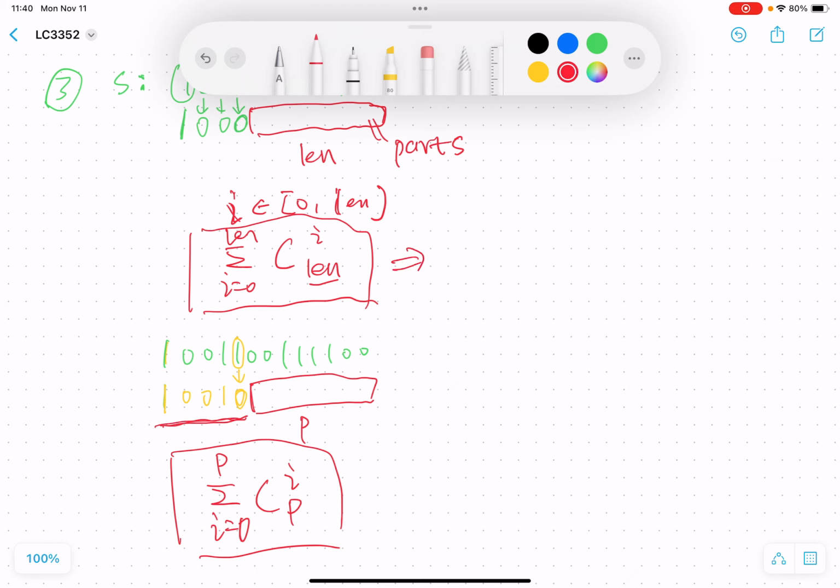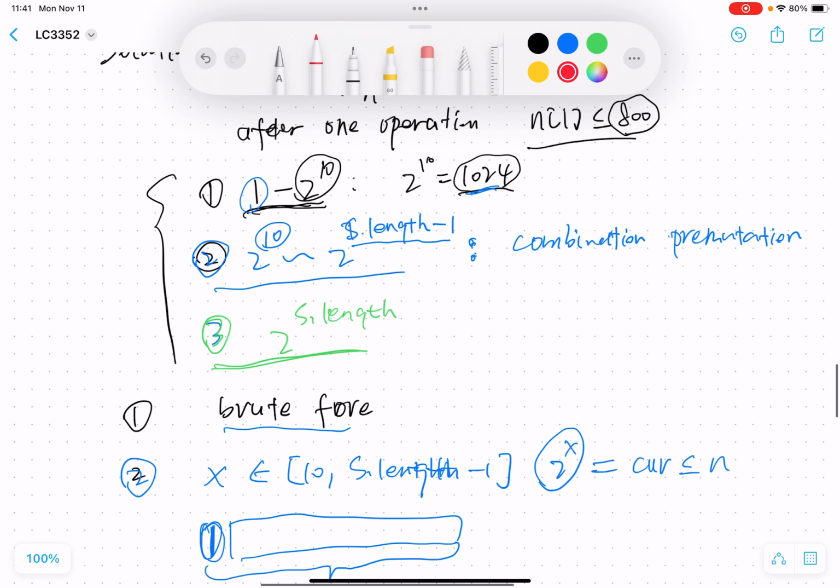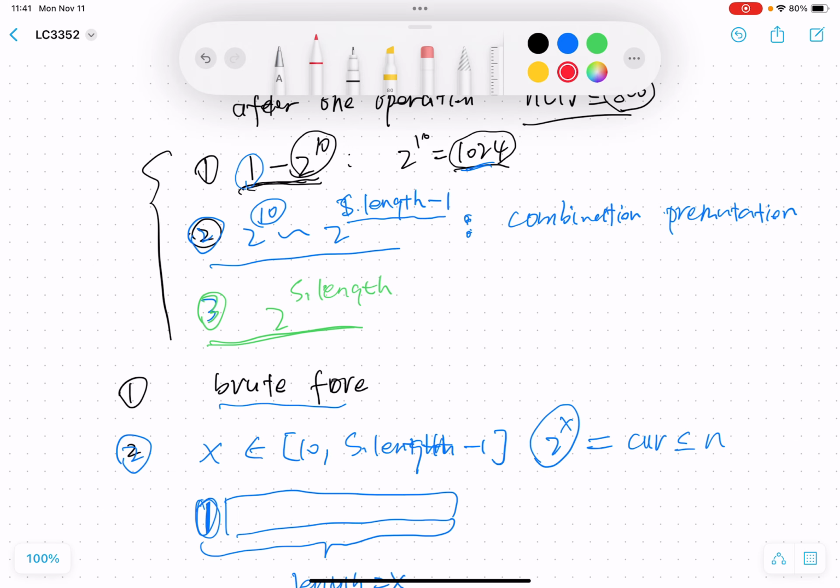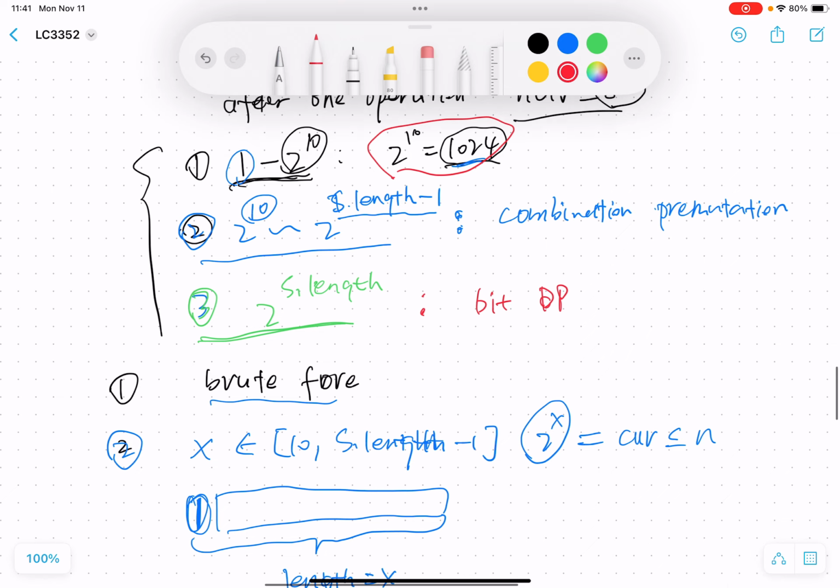In addition, we also can determine if it meets the second requirement. But it is easy to determine, because after one transformation, we will know the number becomes a value between 1 and 1000. So it is easy. For the last part, we use bit DP. That means this is how we solve this problem.